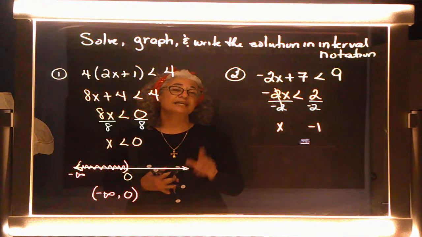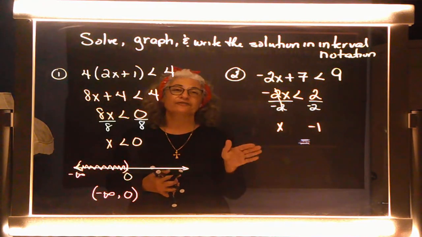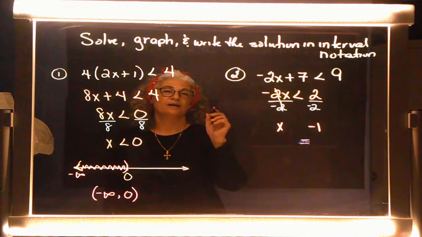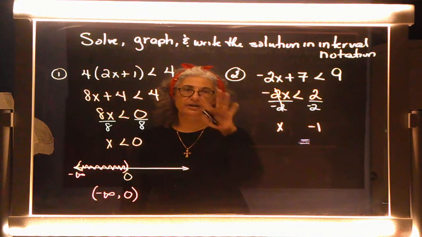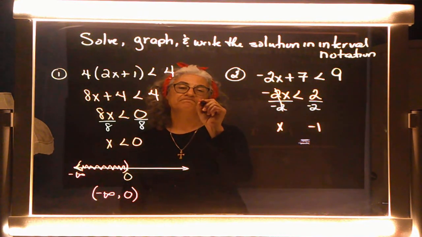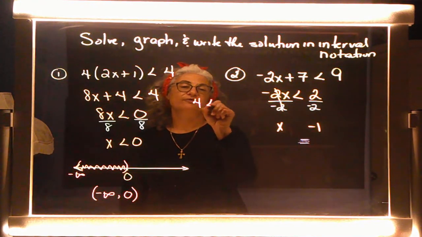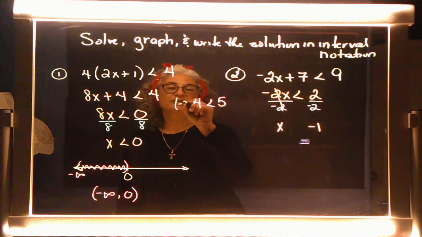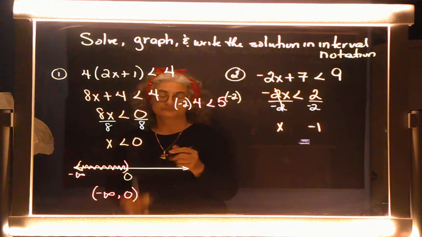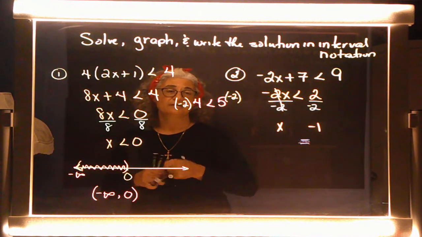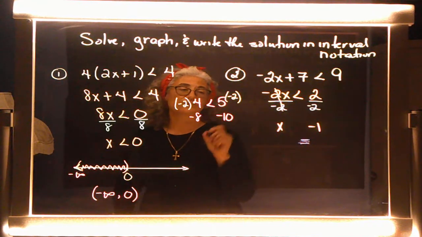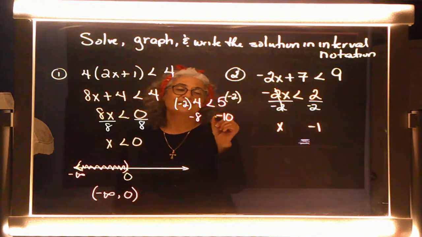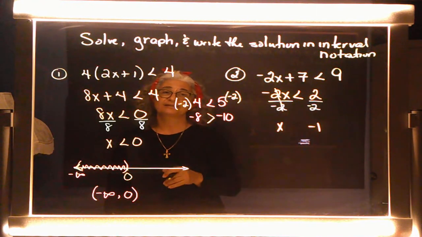Now, here's that one instance that is different from solving equations. So watch a second. I'm going to sidetrack you a moment. I'm just going to write this down. 4 is less than 5. Do you agree? Okay. If I multiply both sides by, say, a negative 2, then I end up with a negative 8 on the left and a negative 10 on the right. Agreed? Which one of these is larger? Negative 8 is larger than negative 10, isn't it?